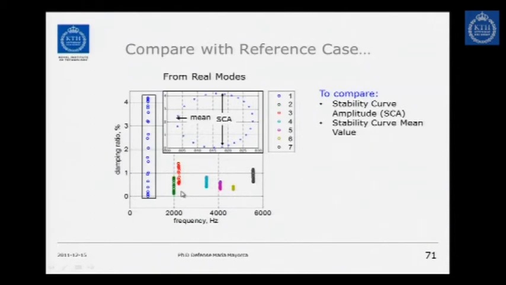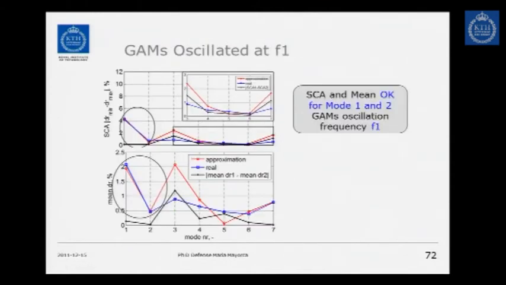So this is my reference case. This is the stability curve per mode. So these are the first real modes oscillating them with the specific mode shapes. And I'm interested in seeing what is the stability curve amplitude and the mean of this to compare with my MLS. So this graph is just the stability curve amplitude here from the real and the predicted one. So if I oscillate my Gaussian modes into the lowest frequency range close to mode 1, I get a good match there, but not on the other modes.